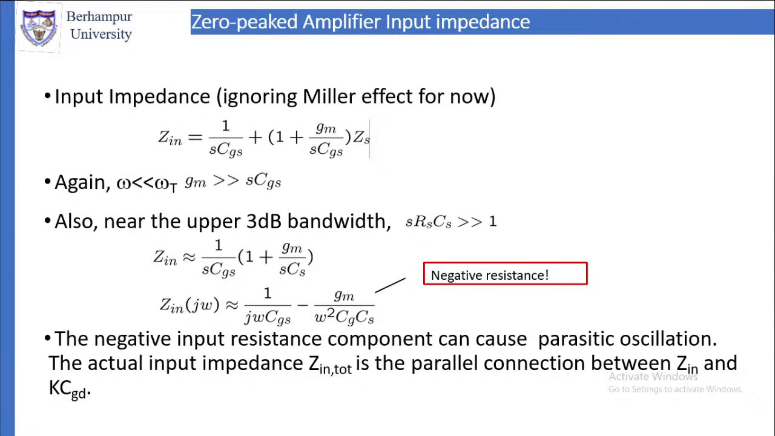So the actual input impedance Zin total has to be the parallel connection of Zin and K CG. K CG is taking the Miller effect of CG, so considering the Miller constant, that we have to do.